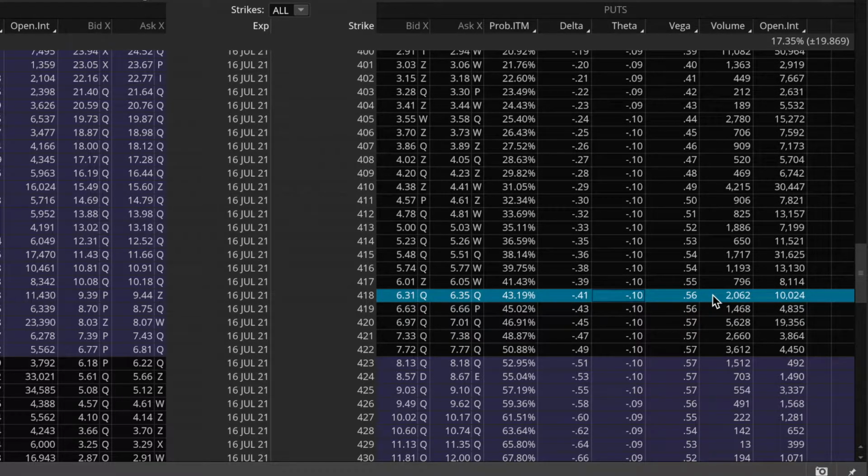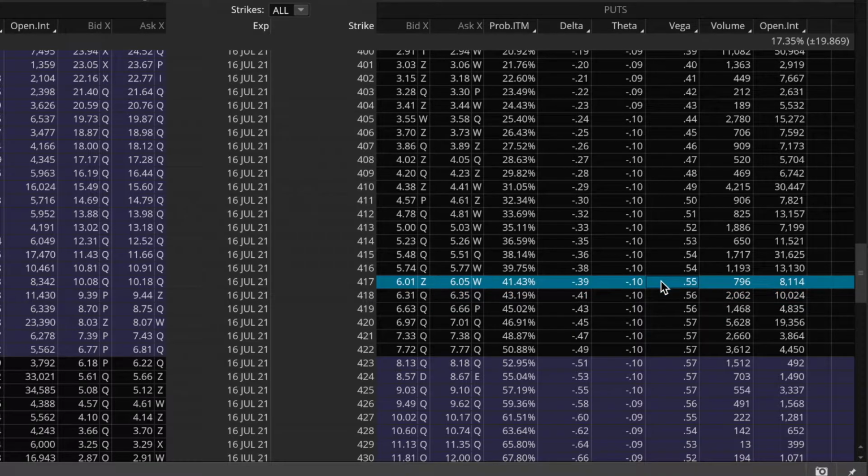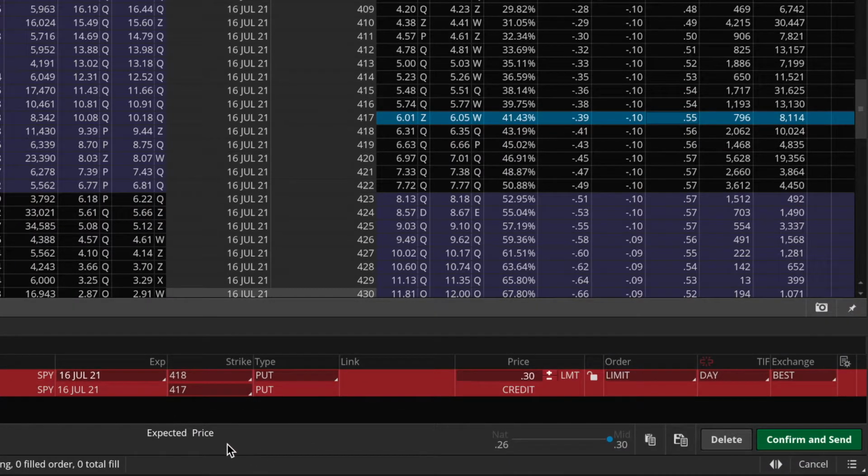But now take note of the Vega value for the 417 strike put option. It's 55. So the difference here is just 1. And that means if, let's say, the implied volatility for SPY goes up by 1%, the value of this entire spread is only going to change by a single dollar. And that's very unfortunate both for option sellers and also option buyers.